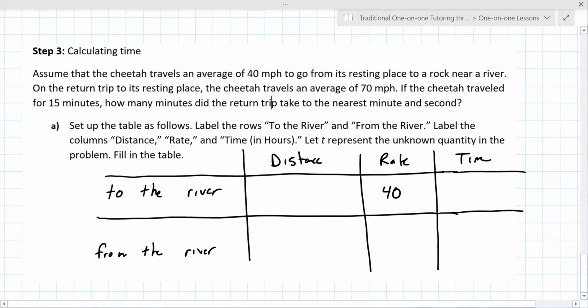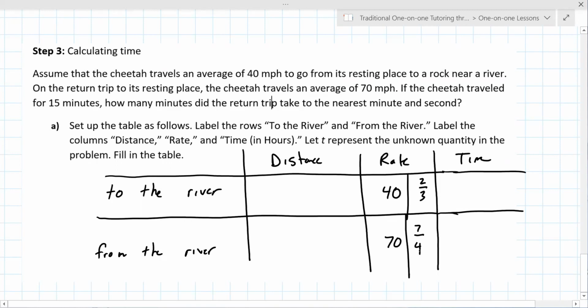So now it says that T is the unknown quantity. On the return trip, the cheetah averaged 70 miles per hour. So that's 70. Let's just convert these to those other numbers we were using in the previous problem, just in case we need them later on.